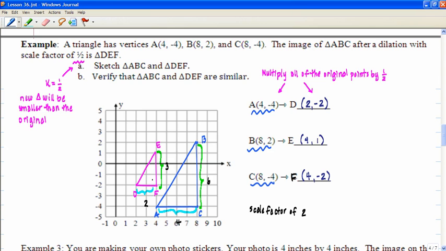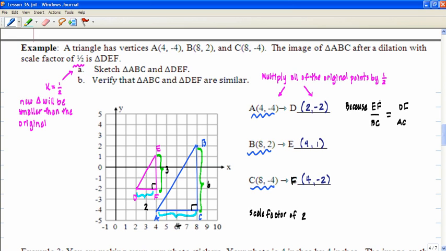Now let's look at angle F and angle C. That's the angle between the two sides we just compared. Now since angle F and angle C are both 90-degree angles, we can use the same reasoning that we did for our last justification. So, we'll go ahead and talk about the ratios. The ratio from EF to BC is the same as the ratio from DF to AC.